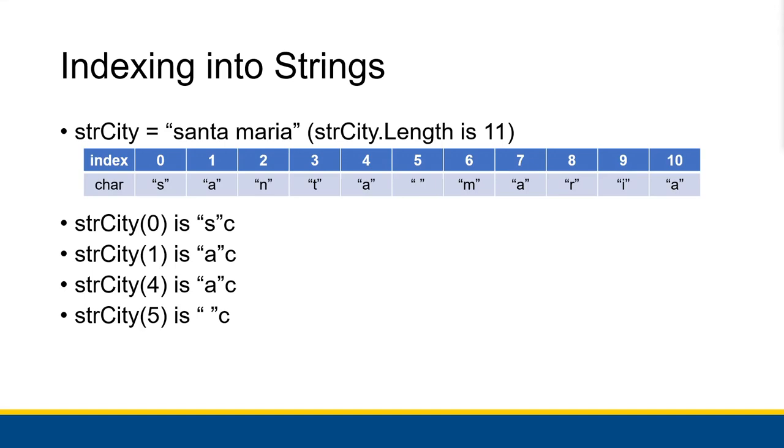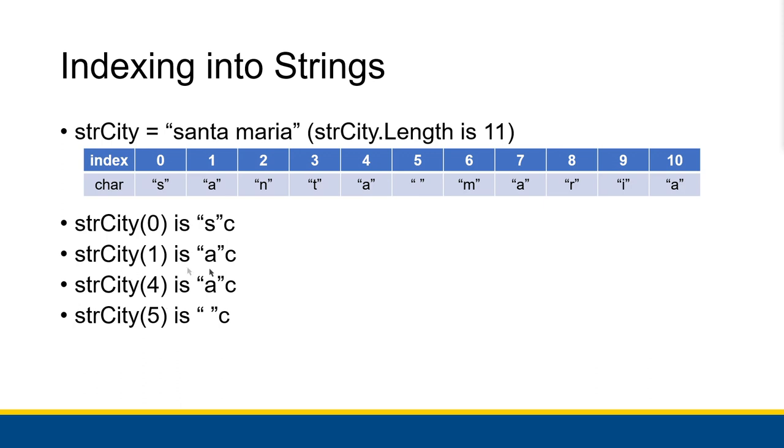Now we're actually able to get the individual characters out of a string by doing what's called indexing into the string. And in Visual Basic, we index into a string by typing the name of the string, or actually the string literal itself, and then we put parentheses as if we were calling a procedure, and inside of the parentheses we put the index that we want to get the character of. So string city at index 0 is the character S. String city at the index 5 is the character space.